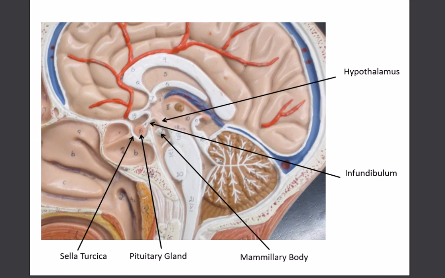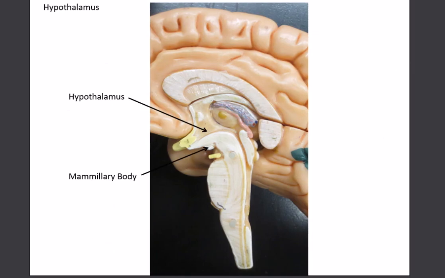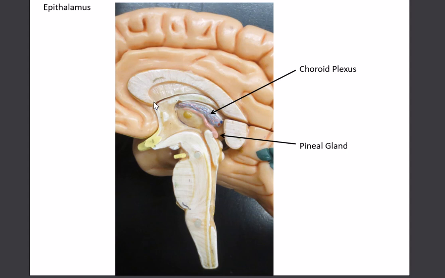Let's go back to the notes. The last region of the diencephalon we're going to study is the epithalamus. There are two things that we want to look at in the epithalamus. Again, epi means above. So if we go back to our almond, always make that your starting point.